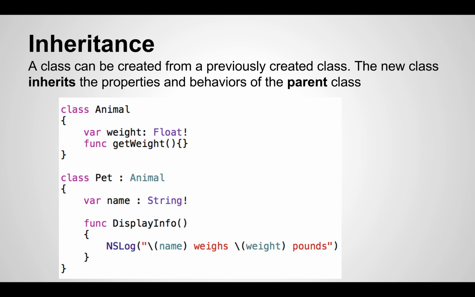So Animal is the parent class. It's got one property called weight, and it has a function called getWeight. This is the action.